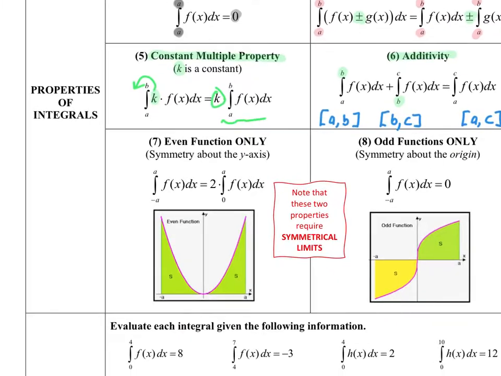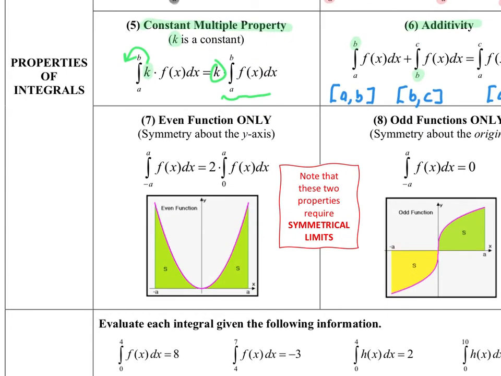Property number 7 is for even functions only. Recall what an even function is. It's a function that is symmetrical about the y-axis. I have an example of one right here, this quadratic. This y-axis is a line of symmetry. What appears on the right is a mirror image of what appears on the left.